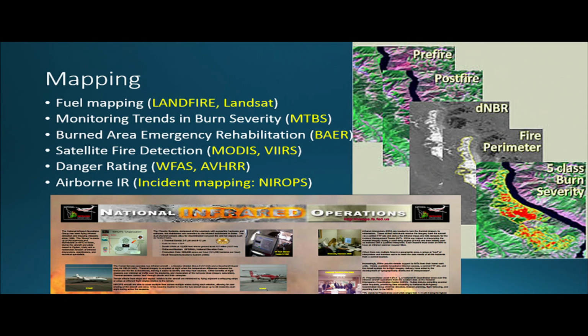Let's talk about mapping. Many different kinds of mapping. I'm sure your favorite product might not be on this list, but bear with me. We have fuel mapping. We have monitoring trends in burn severity, which you've seen examples of. Burned area rehabilitation uses this kind of information. Satellite fire detection, MODIS, VIIRS, and other kinds of technologies. Fire danger rating and airborne IR through the National Infrared Operations.